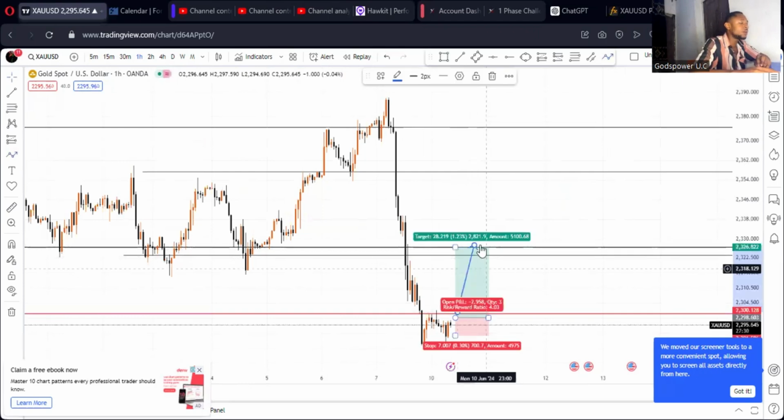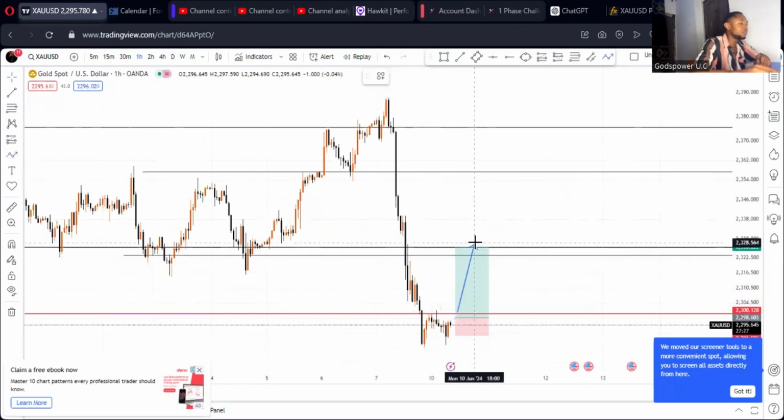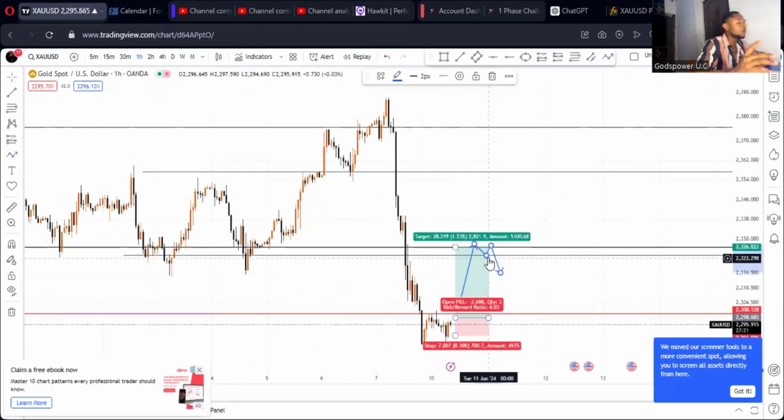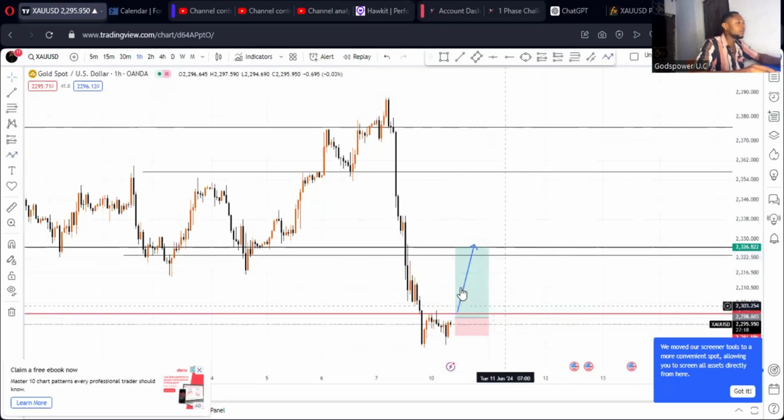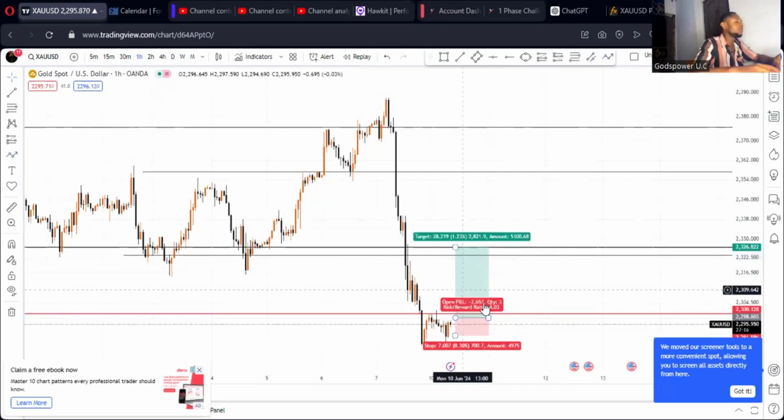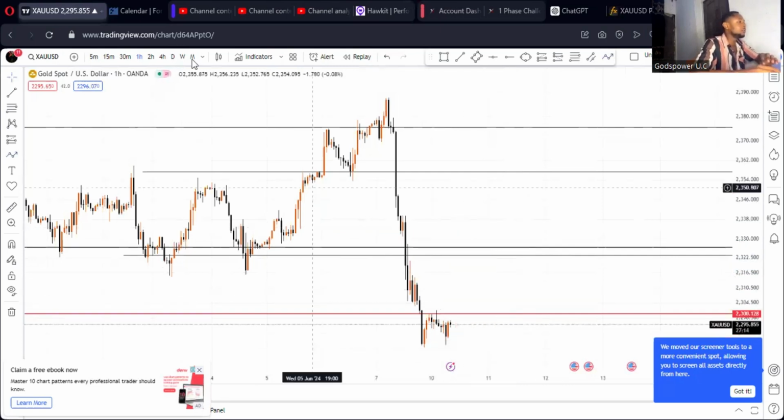Guys, always look out for that change of character or break of structure, right? So something like this, then a break. And I might be looking out for something like this on our 4 hours or on our 1 hour. So that is just it. I believe you understand what I just did.